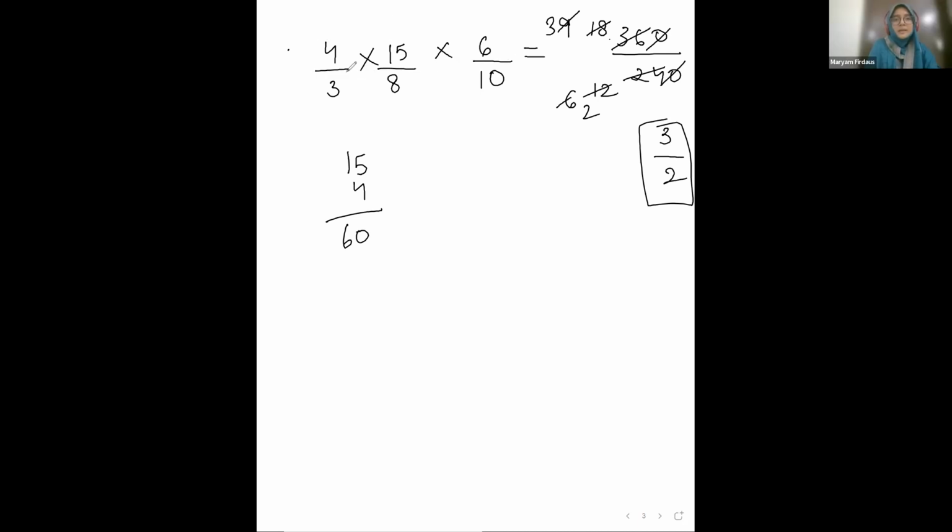Now, if you were to do it over here, look at how simple it'll become for you. 4 twos are 8, 3 twos are 6, and this 2 and 2 get cancelled with each other. 2 ones are 2. Next, you have this 15 by 10, right? So 5 threes are 15, 5 twos are 10. How much do you have? 3 by 2.